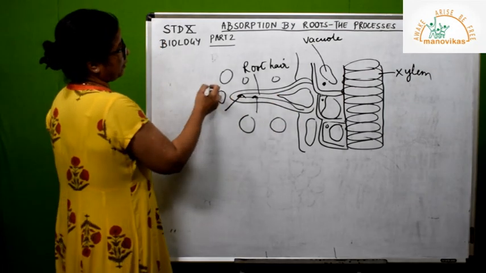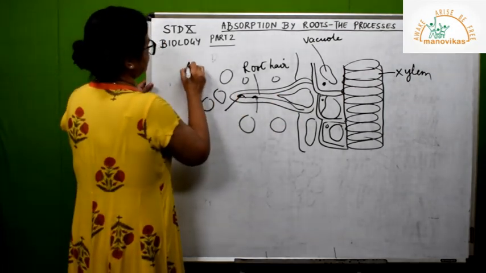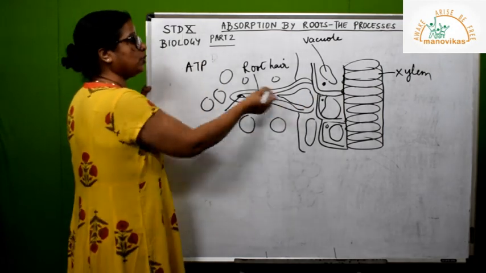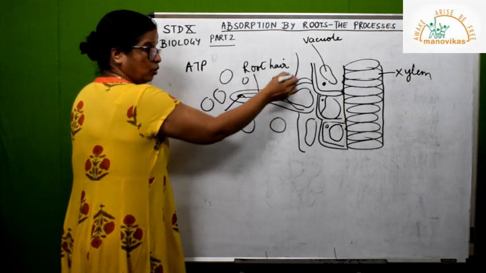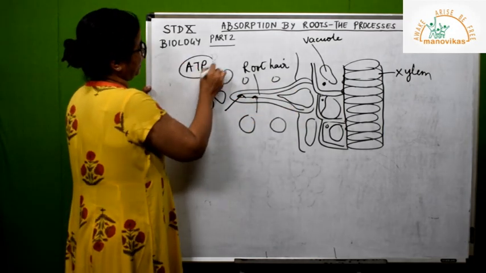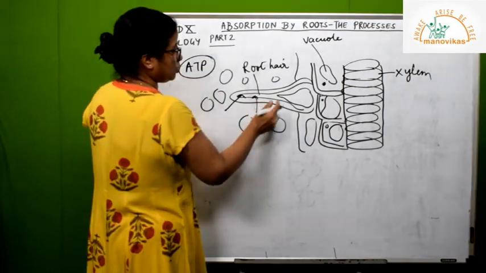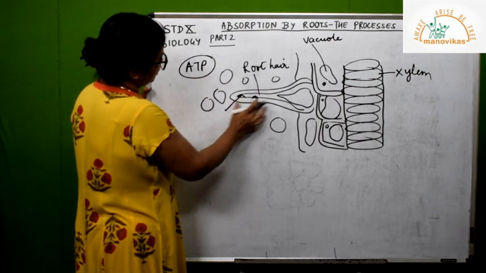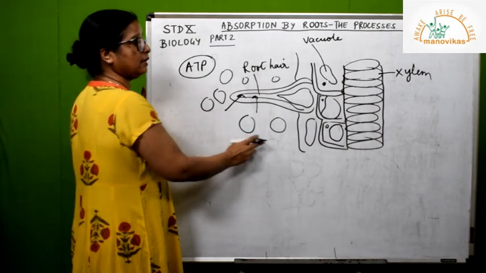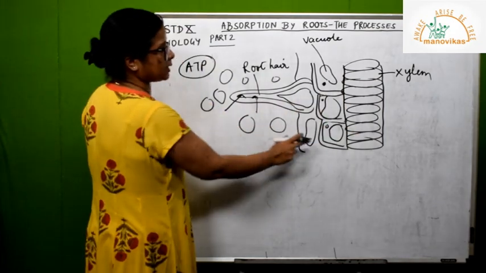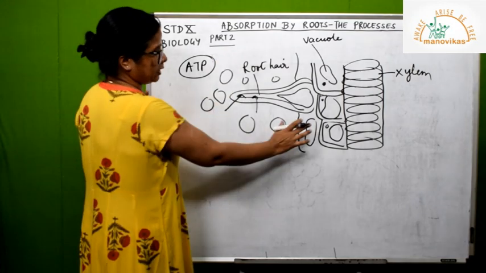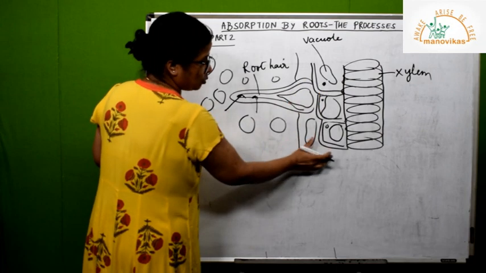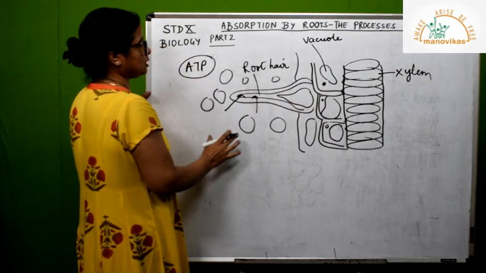Also, minerals are pushed in using ATP, because minerals are required by the plant. Ideally, they should not have entered because the concentration is high inside, but they are pushed in using ATP. So this is active transport. The root hair not only helps in absorbing water, but also in taking in the minerals which are vital for the processes happening in the plant. As you see the diagram, you will understand how important the role of the root hair and the root cells is to the existence of the plant.